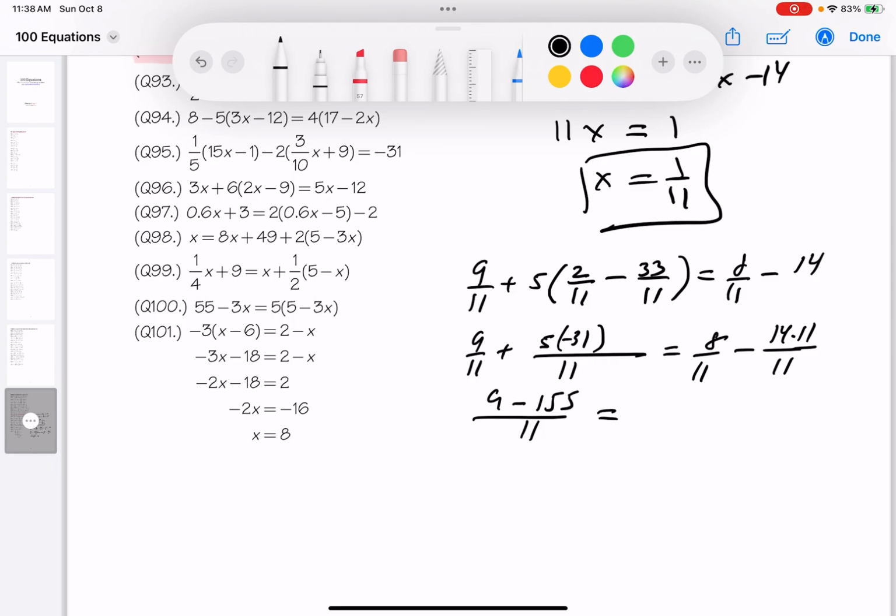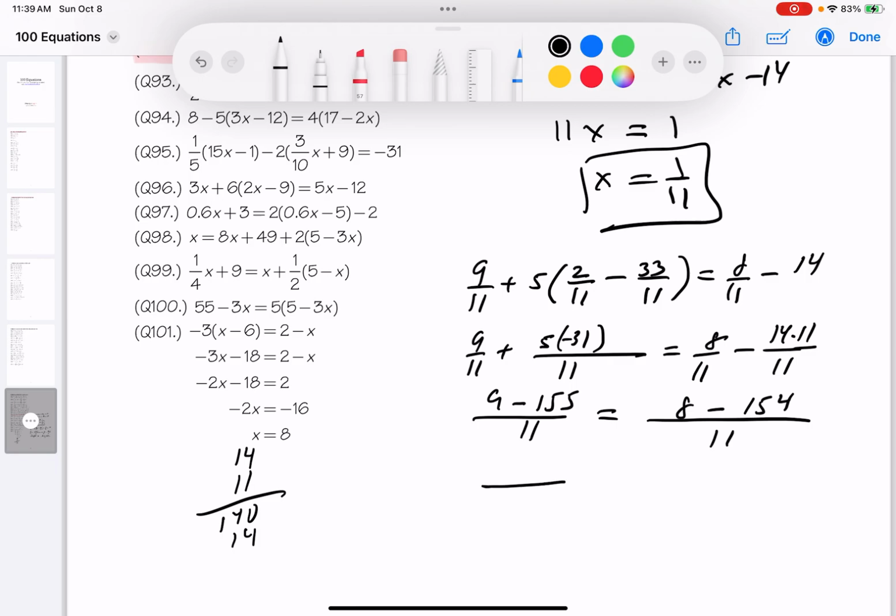Let me just check that. Yeah, that looks okay. I get 11 here. It's going to be 8 minus, well, it doesn't look that bad. I'll tell you what I mean by that. It's 11 times 14. And 10 times 14 is 140, and 1 times 14 is just 14, so 154.